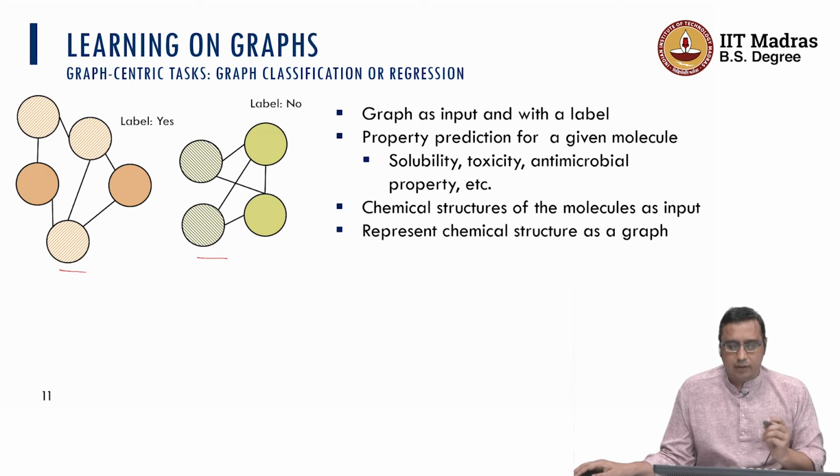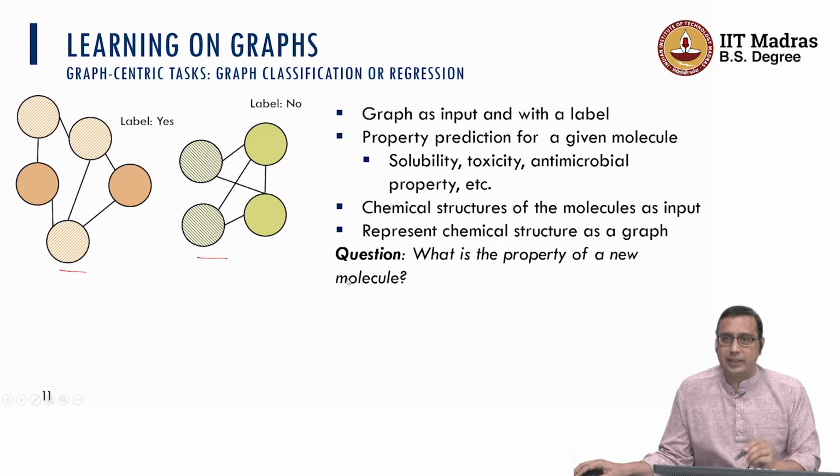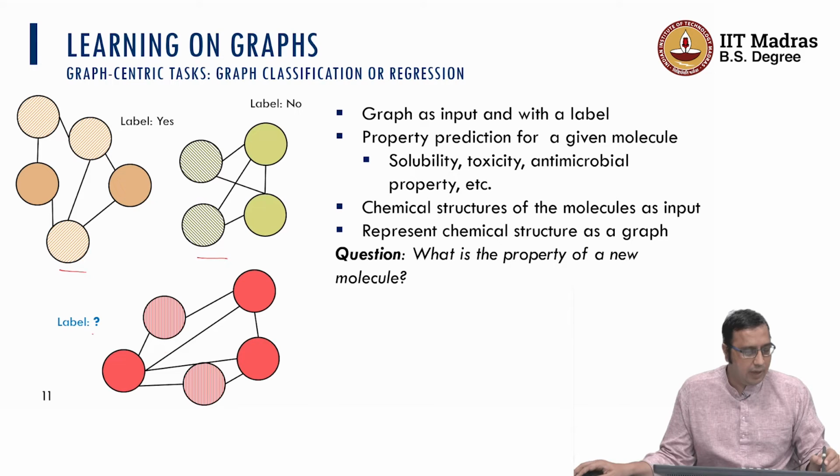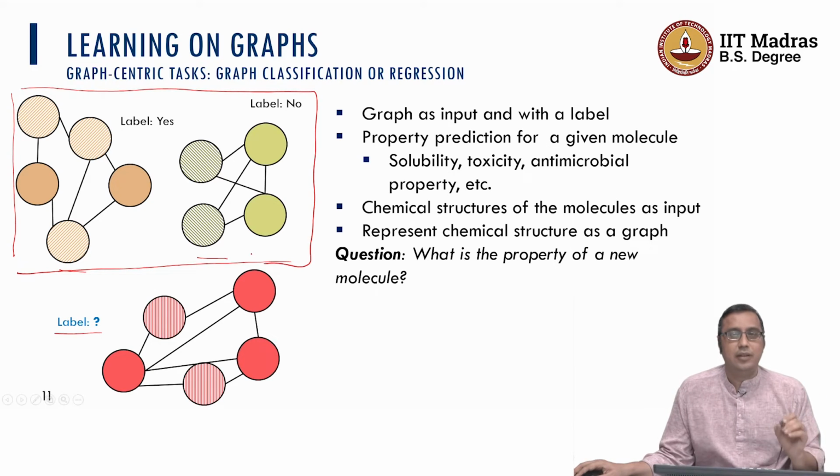In those cases, the chemical structures of molecules are input, and I represent each of these chemical structures as a graph. And the question we are asking, as I told you, is what is the property of a new molecule? In other words, what is the label for this molecule given this data available to me? Here each molecule is a data point and each label is associated with each molecule, and what we are looking for is predicting for a new molecule or new graph what is the label, and that's the graph-centric task.